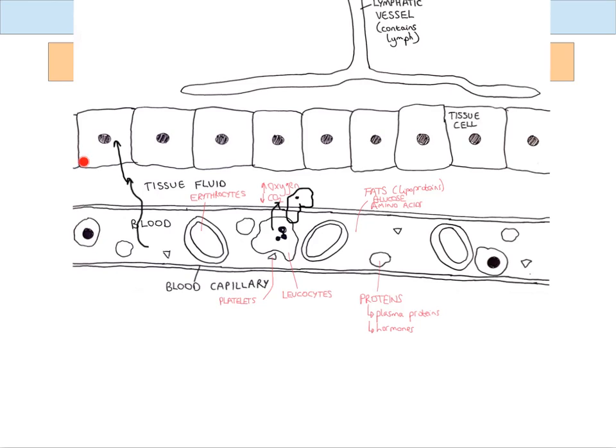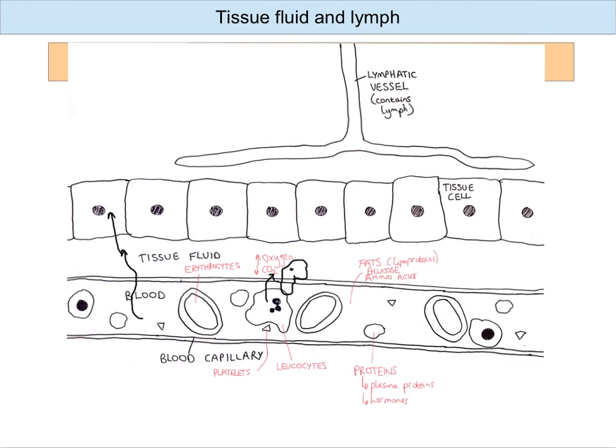Now, some tissue fluid will drain back into the capillaries, but some of the tissue fluid will drain into another type of vessel called a lymphatic vessel. Now, a lymphatic vessel is part of your lymph system, and the tissue fluid will drain from here, from the tissue, into the lymphatic vessel. And the idea is that the lymphatic vessel will actually act as kind of like an alarm system.